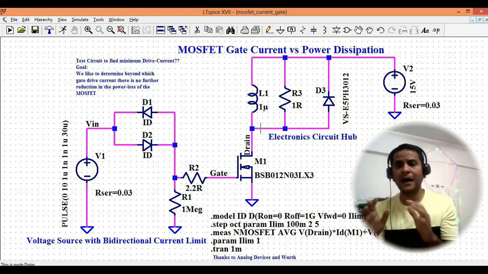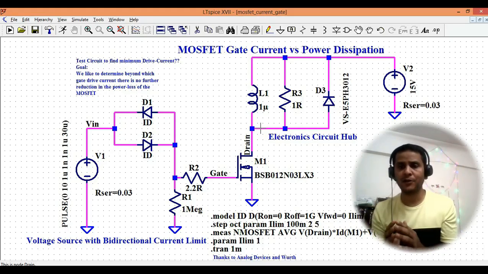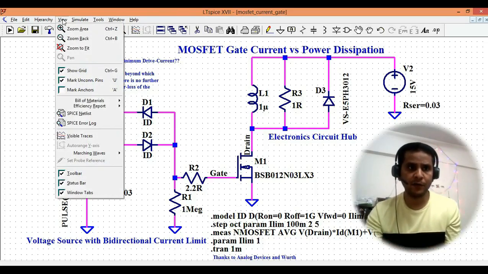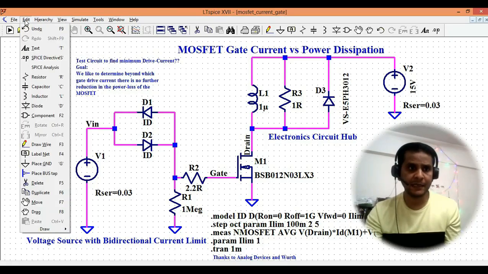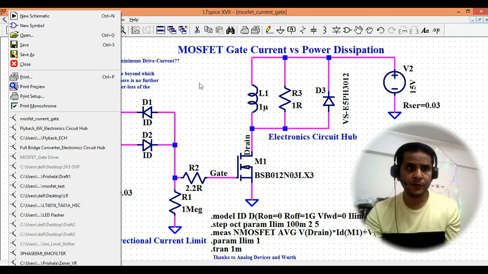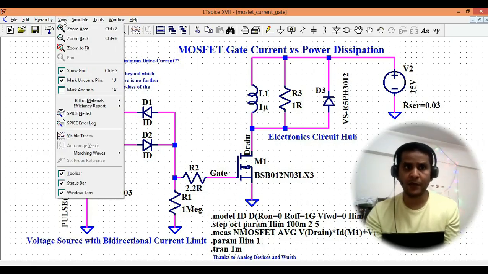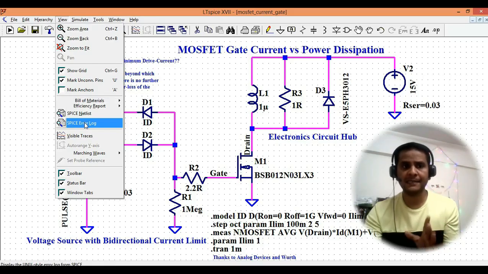So what I'm going to show you now is let us plot the gate current versus power dissipation plot. It is very important to plot gate current versus power dissipation. In order to do that, you have to go on View, and then you have to click on SPICE Log.